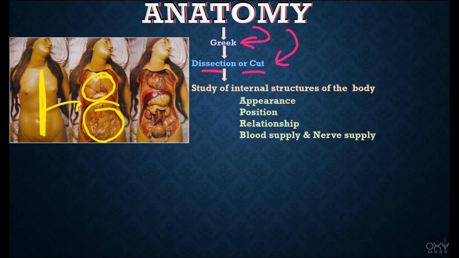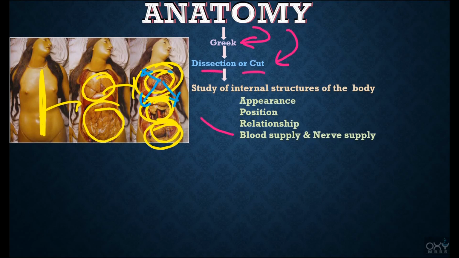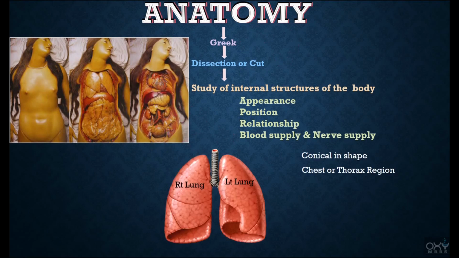And friends, under study we mainly study the appearance of different parts of the body, position of different parts of the body, relationship of one part of the body with the other parts of the body, and which are the blood vessels and nerves supplying the different parts of the body. Friends, these terms appearance, position and relationship can be understood with the help of this example.